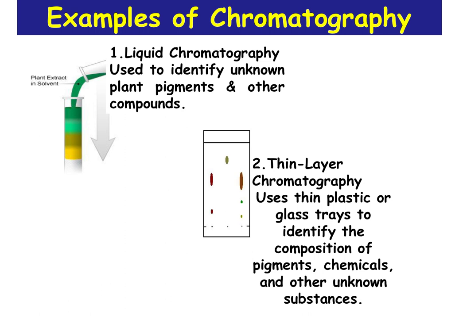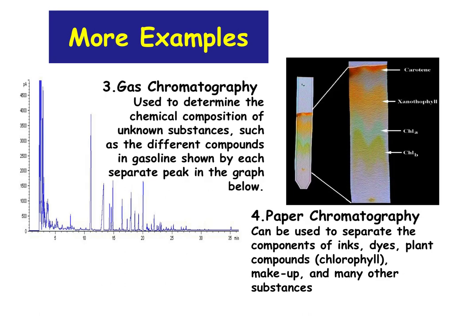We can use liquid chromatography to figure out plant pigments, so look at photosynthetic pigments. Thin layer chromatography is really helpful for chemicals and unknown substances. Gas chromatography is really, really helpful because it shows us these really distinctive peaks that will pop up in a sample, and those peaks are for different molecules that exist. And then paper chromatography is really helpful in separation of liquids, so things like ink or dye or makeup, and we'll use it pretty frequently because it's very easy and cheap to do.